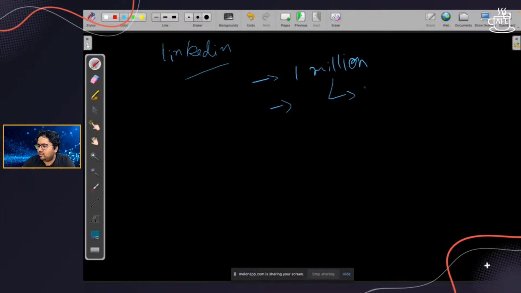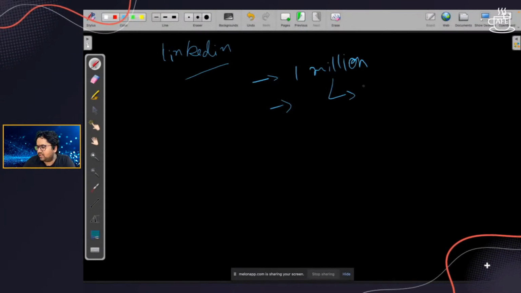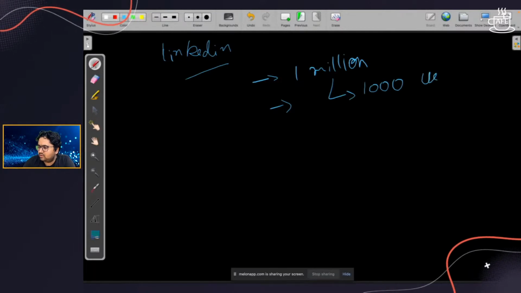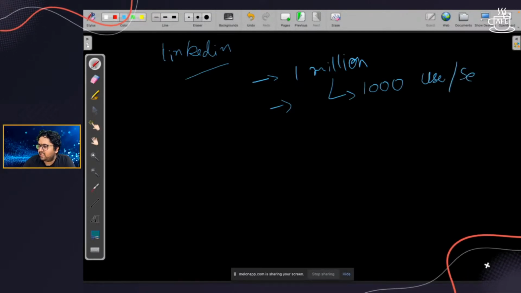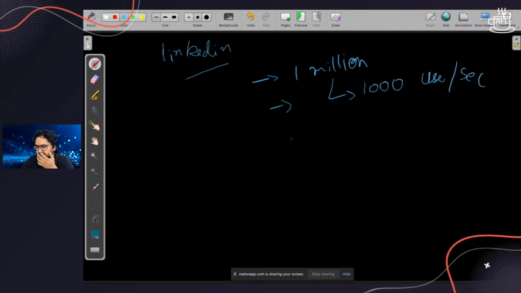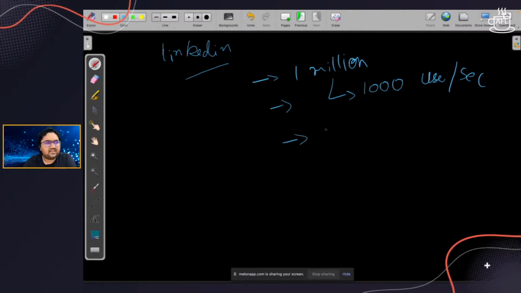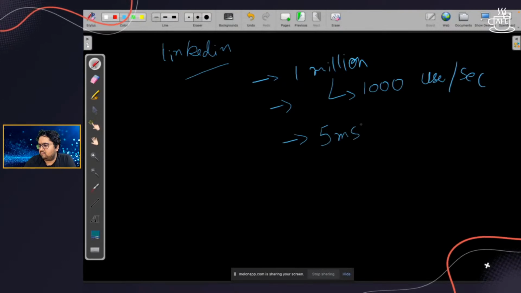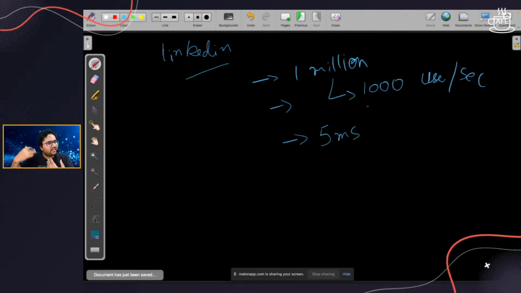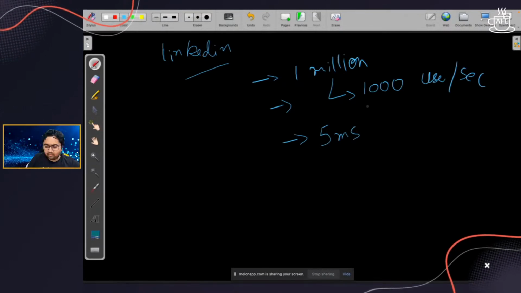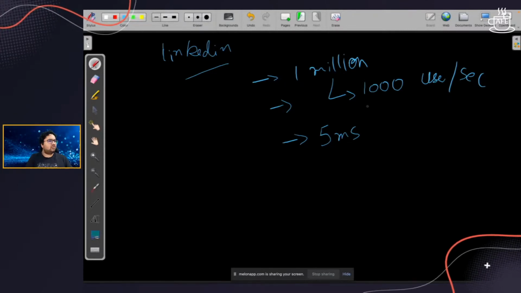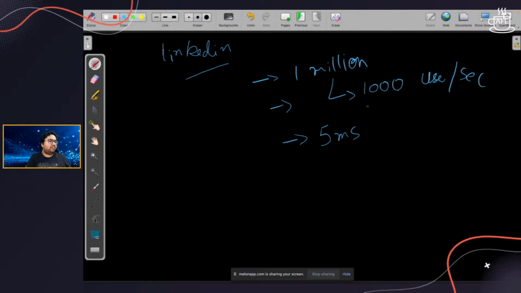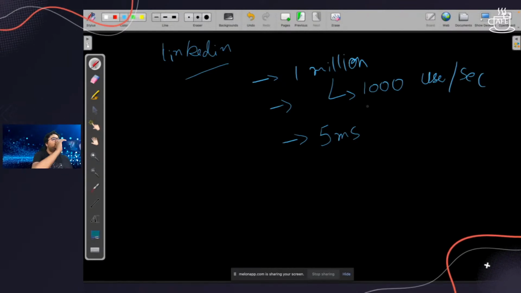Then what is the number of concurrent users? Let's say maybe 1000 users per second or at the same time. All right. What is the latency requirement? Maybe we can say 5 milliseconds maximum. I'm just laying it out. The actual number is not so important. It should not be preposterous, like I shouldn't write minutes for a transactional system.